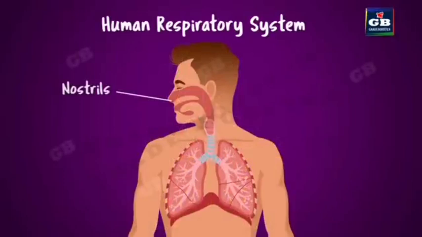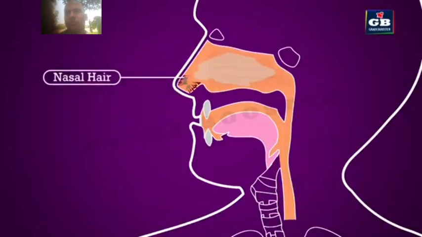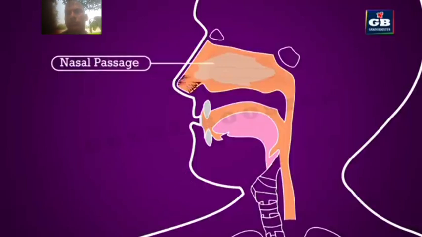The human respiratory system begins with a pair of nostrils. Air enters the nose through the nostrils. Thin hairs present in the nasal passage filter the dust particles that we breathe in. The nasal cavity is lined with mucus, and it makes the air moist and humid.